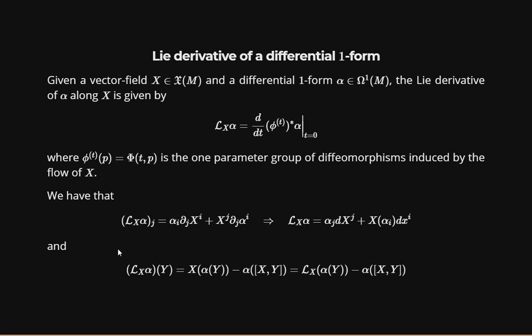If you apply this to a vector field, because the Lie derivative of a differential form is again a differential form, you can apply it to a vector field, you just multiply this by a vector field, and you end up with this. This is the derivative along x of the function obtained by applying alpha to y, minus alpha applied to the Lie bracket between x and y. The first one is the Lie derivative along x of alpha of y. So you get this nice formula.